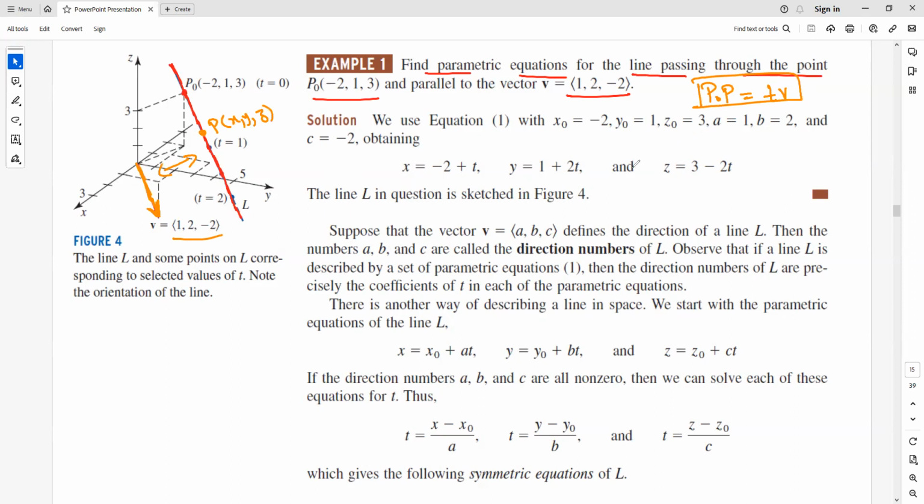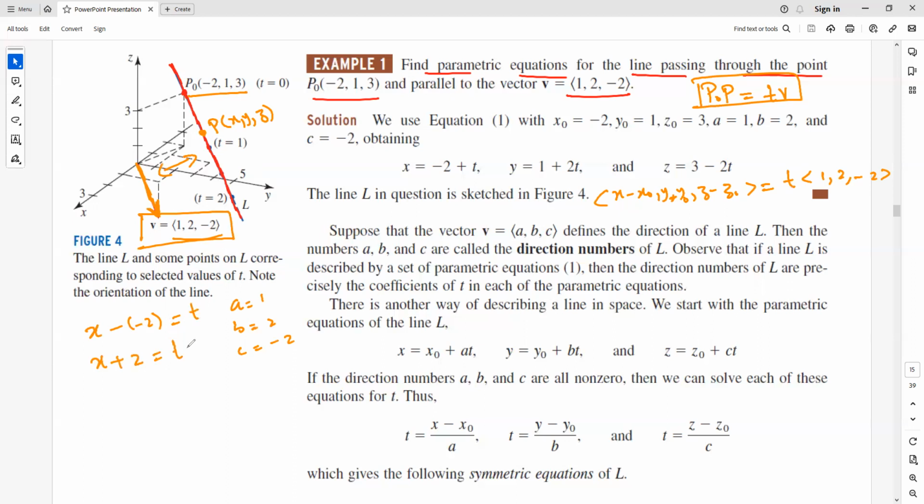Now this P naught P is simply x minus x naught, y minus y naught, and z minus z naught. So x naught, y naught, z naught are already given, that is P naught. And also the vector v is given, that is 1, 2, and -2. So we have the parametric representation: x minus x naught, that is x plus 2, equals at. Here we have a equals 1, b equals 2, c equals -2 from this vector v that is parallel to the line. So we get x plus 2 equals t.